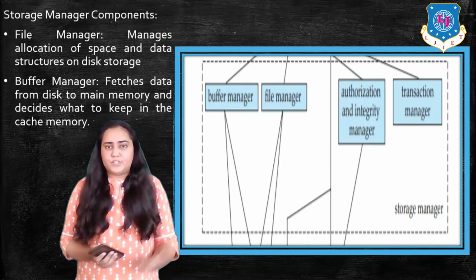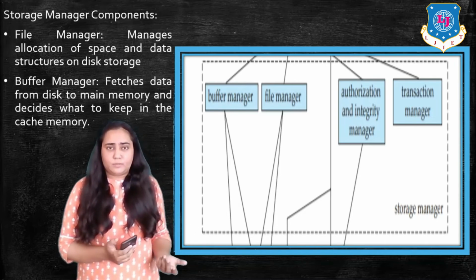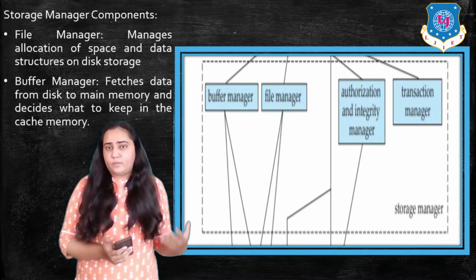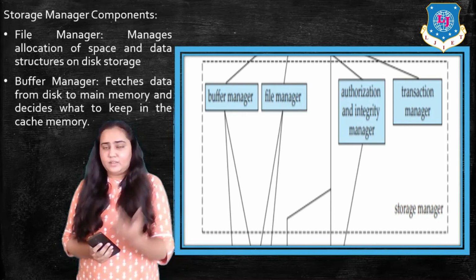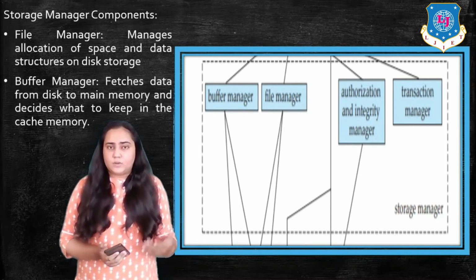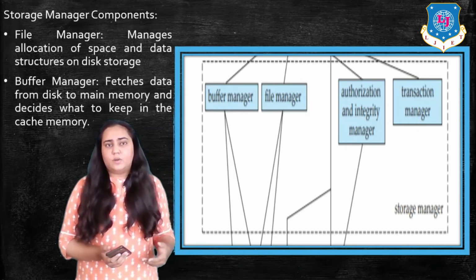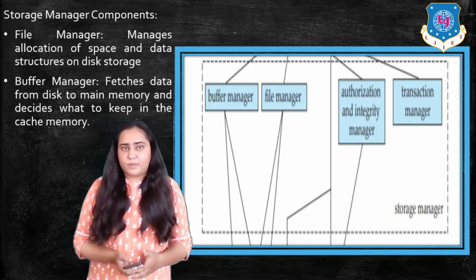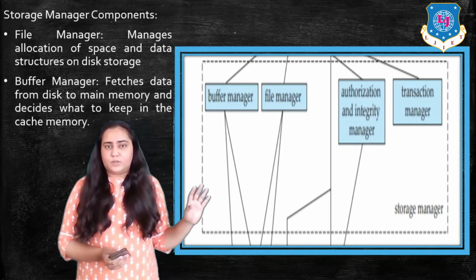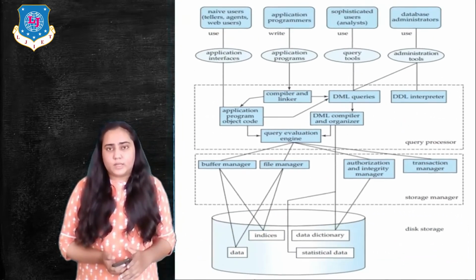It fetches the data from secondary to main memory. It fetches data from main memory and puts back into the secondary memory. It also decides what type of data is important and what to keep in the cache. So all these things are done by the buffer manager, and this is what the storage manager looks like.